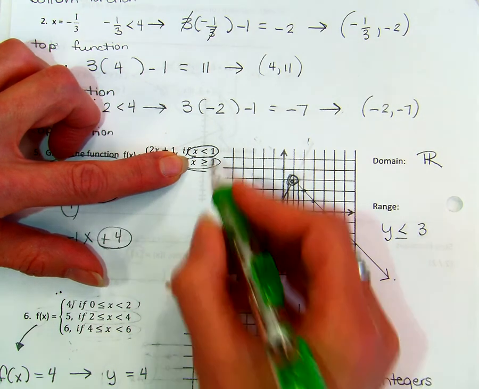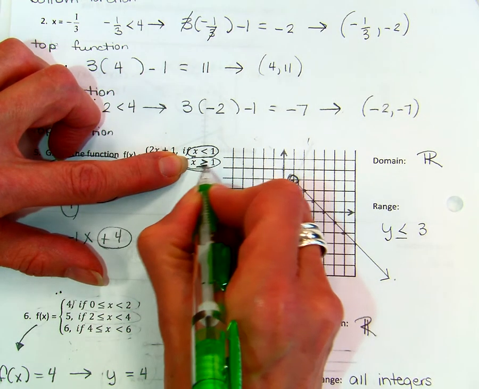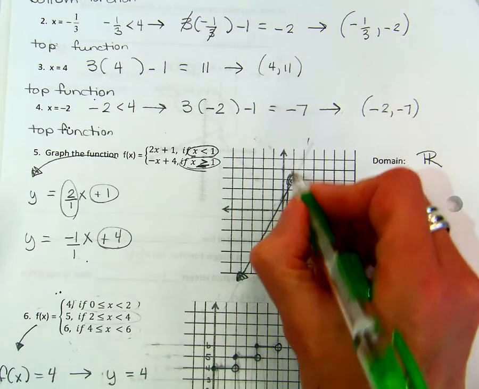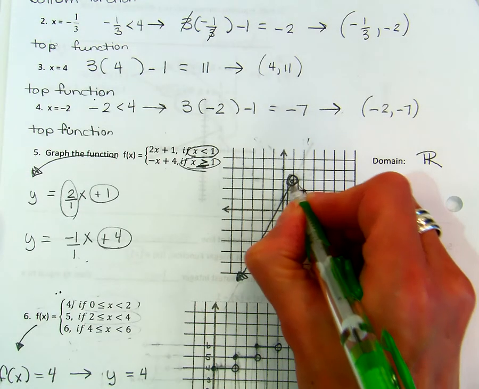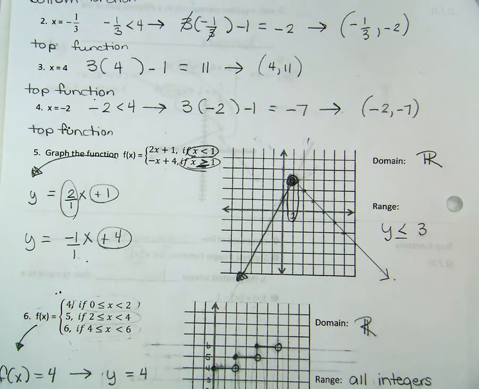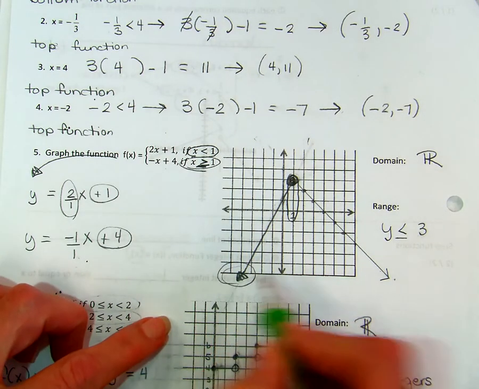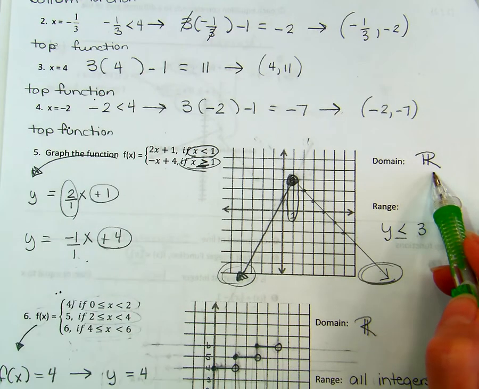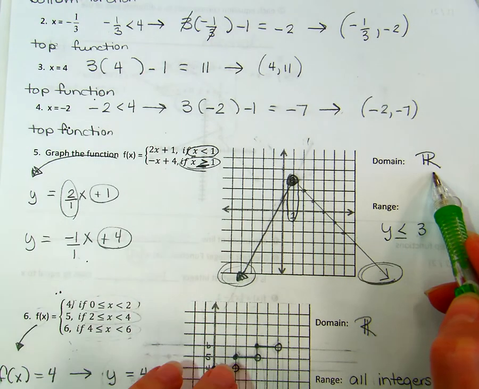Now what I want you to notice is one of these inequalities has a bar and one of them doesn't. They overlap, so often I'll draw an open circle and then I have to turn around and fill it in for my second piece. This function would go forever to the left and it would go forever to the right, so there is no restriction on the domain. The domain is all real numbers.